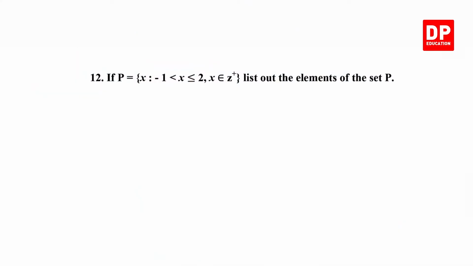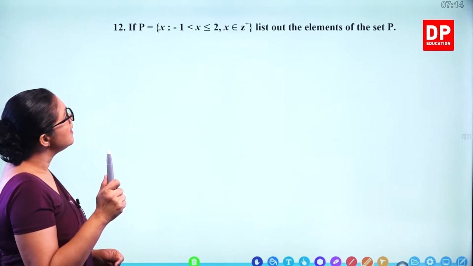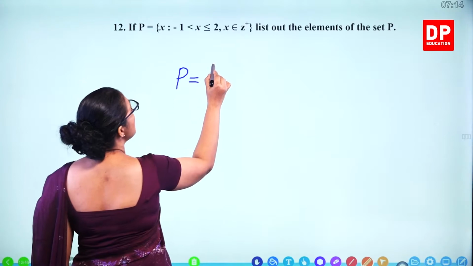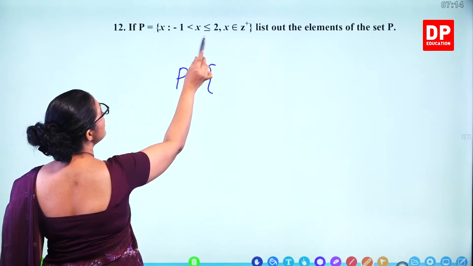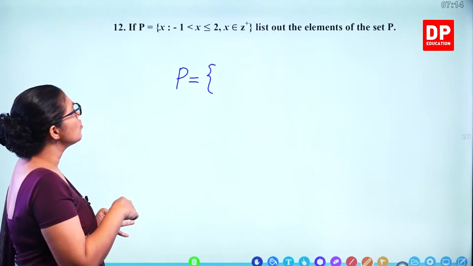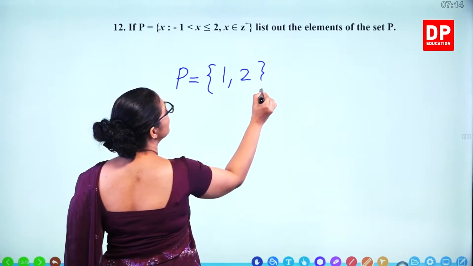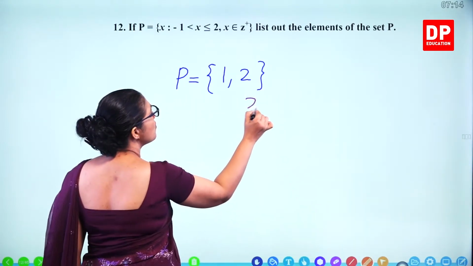If P equals x, where x is in between minus 1 and 2, and here it says Z plus. What does Z plus mean? Positive integers. List out the elements of the set P. So what are the positive integers in between minus 1 and 2? You can't take 0. 0 is not a positive integer. So 1 and 2 are included. So 1 and 2, only 2 values there. So 2 marks for that.